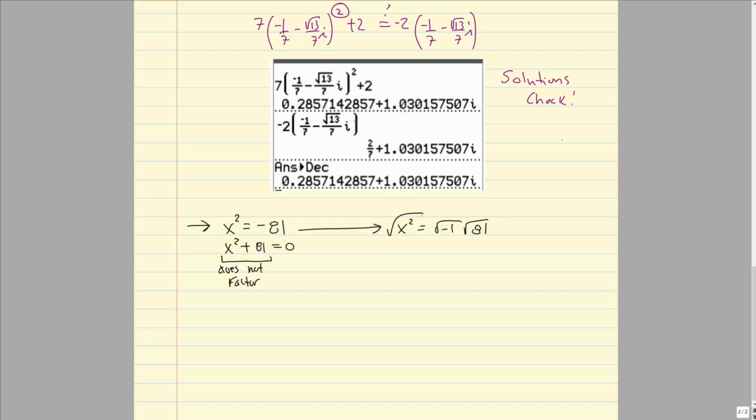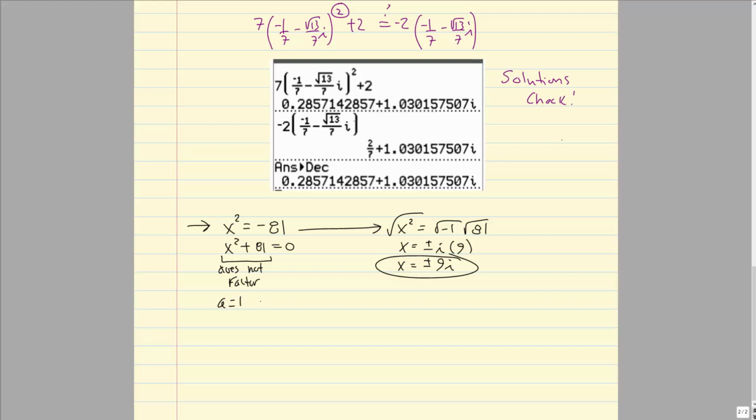Go ahead and take the square root of the left, and I'd have x equal plus or minus, because I have a principal and a negative root. Square root of negative 1 is i. Square root of 81 is 9. So x is equal to plus or minus 9i. And there's your solution. Now if you wanted to use the quadratic formula on this, that's okay too.